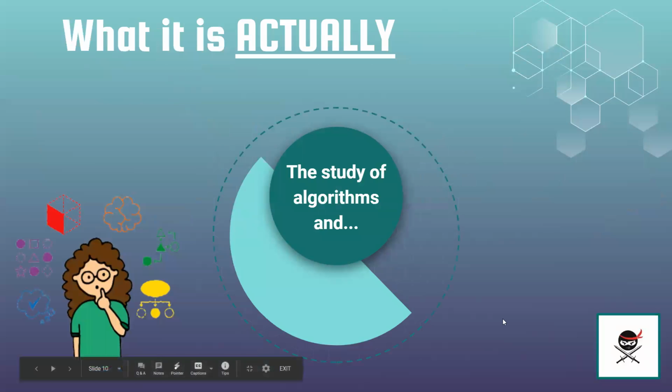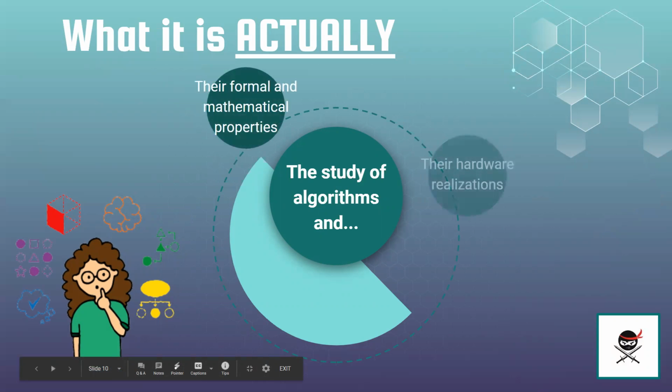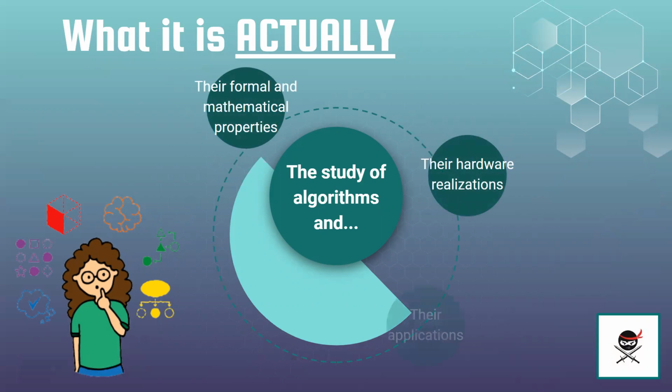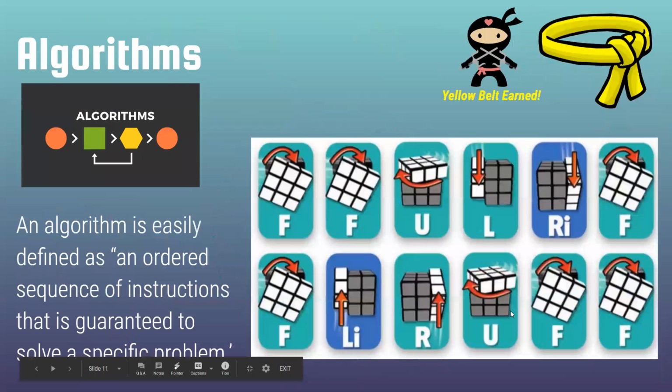It is the study of algorithms and their formal mathematical properties, their hardware realizations, their applications, and their linguistic realizations. So, what is an algorithm? An algorithm is easily defined as an ordered sequence of instructions that is guaranteed to solve a specific problem.